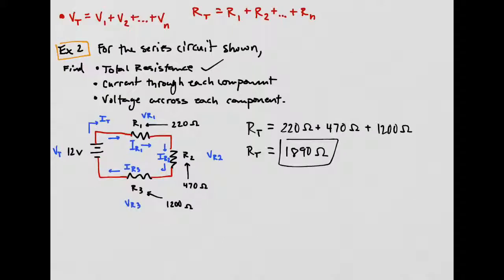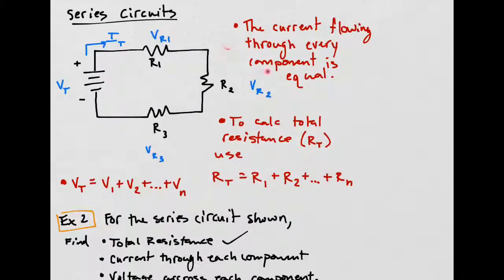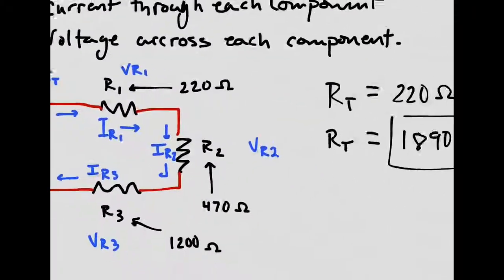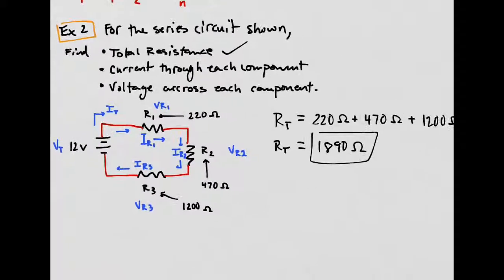So we have that. Okay, very good. Find the current through each component. That one's also really easy because this is a series circuit. So the current flowing through every component is equal. There's only one way for current to flow. So I T is just the same all the way around.